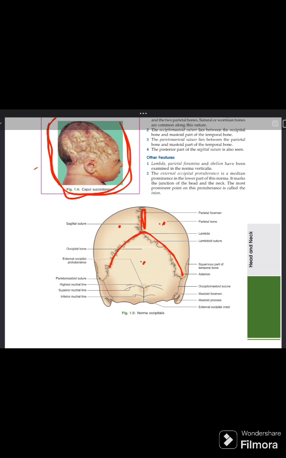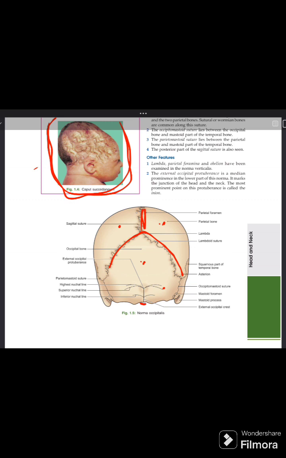Now what you see that is different is your nuchal lines. You can see these lines here, just focus. These are called nuchal lines. You can observe these lines on the skull when you study. There are two lines: one is the superior nuchal line and one is the inferior nuchal line. The upper one is your superior and the one below is the inferior nuchal line.